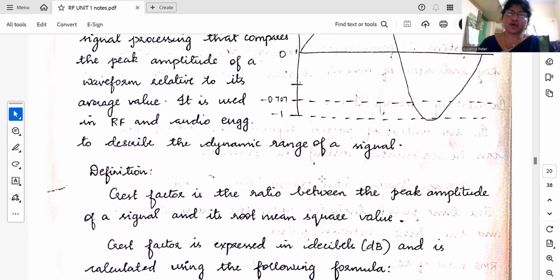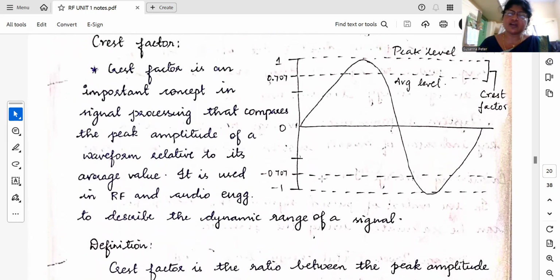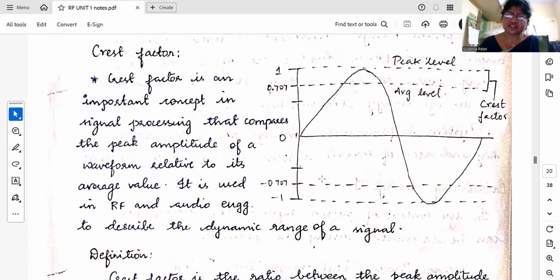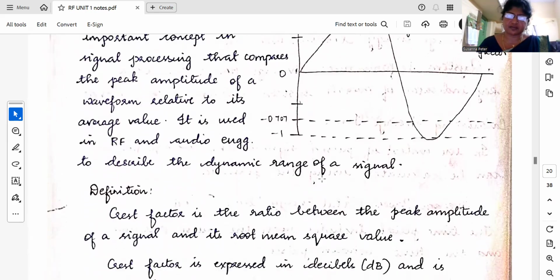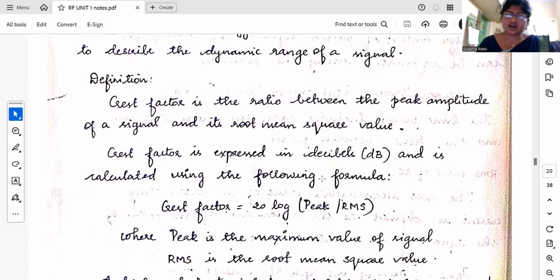So it is important to remember the expressions for your average value or average power, then RMS value and crest factor, which will be useful for your problems also.